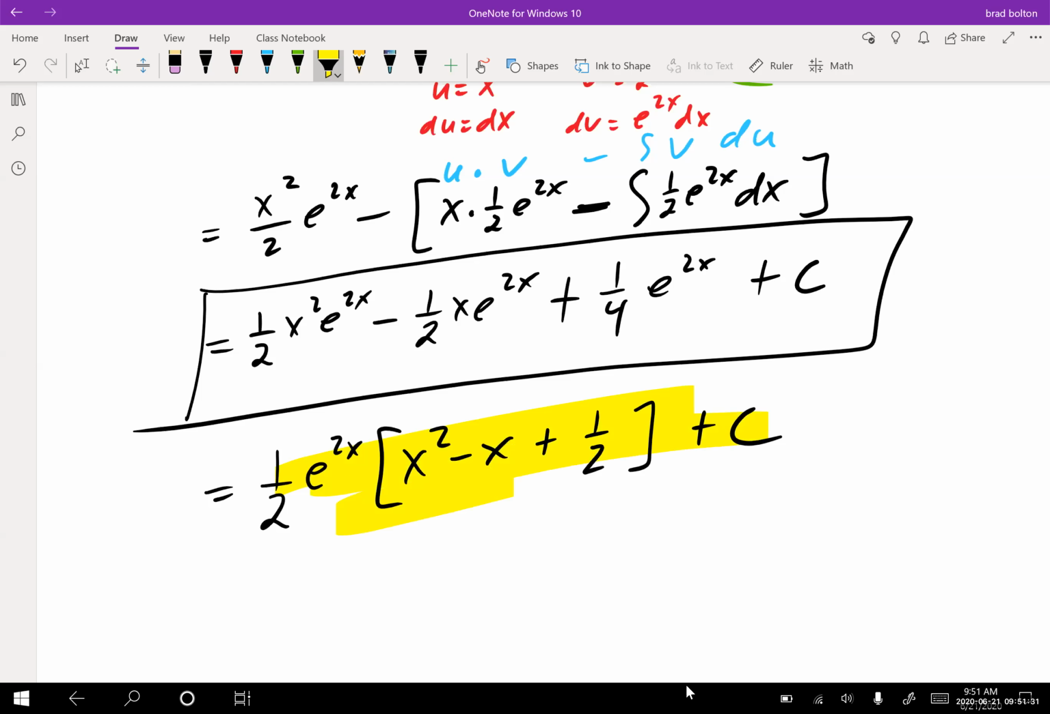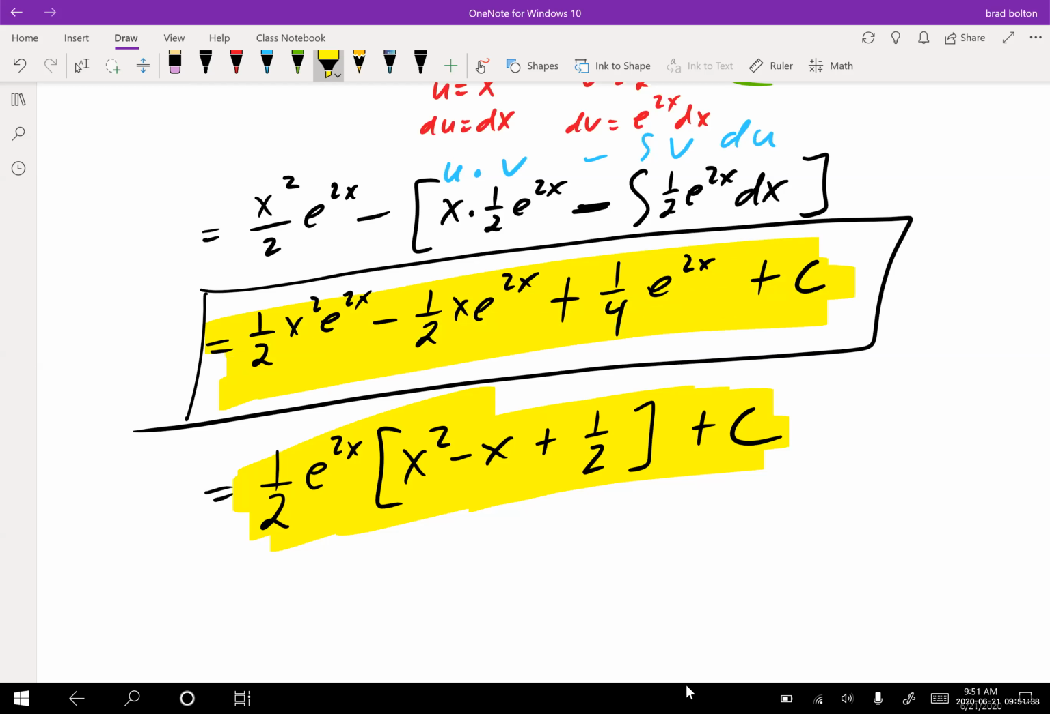I could totally see the homework asking. I would accept this answer, absolutely. This to me is the correct answer, but if they ask you to factor your final form, then you've got to follow the directions.